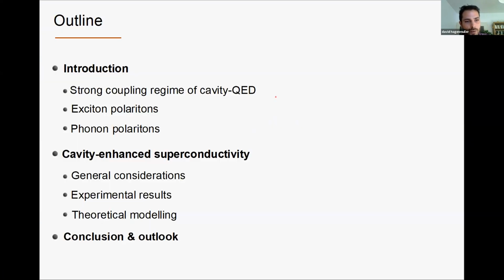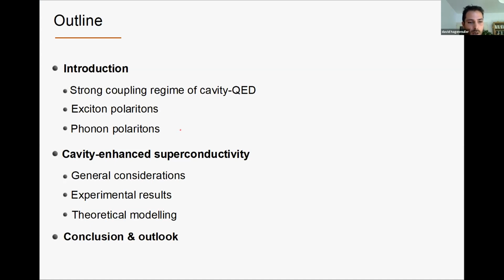So this is the outline of the talk. I will start by introducing some general concepts of cavity quantum electrodynamics. In particular, I will talk about an important regime, which is called the strong light-matter coupling. I will then introduce different kinds of hybrid light-matter quantum states, which are called polaritons, so exciton polaritons and phonon polaritons, which typically occur in the strong coupling regime.